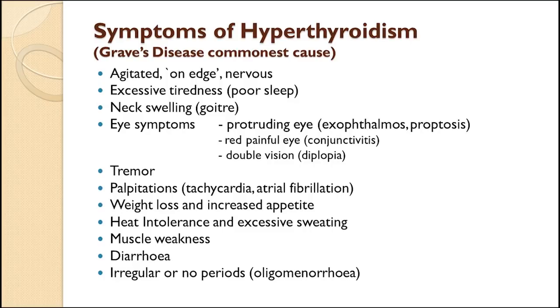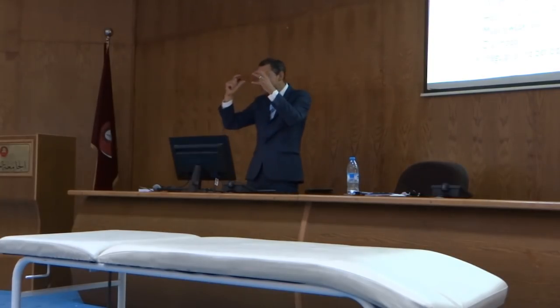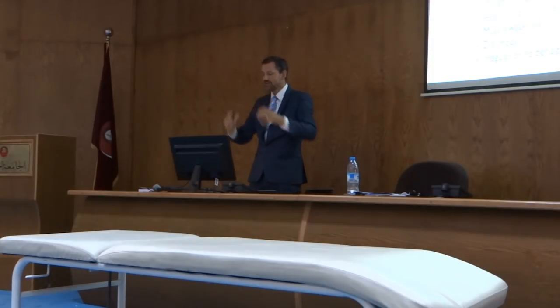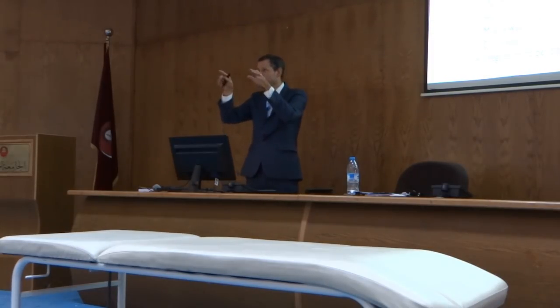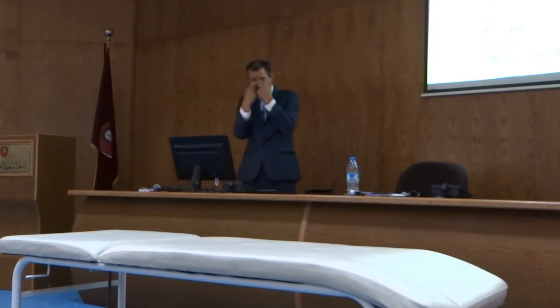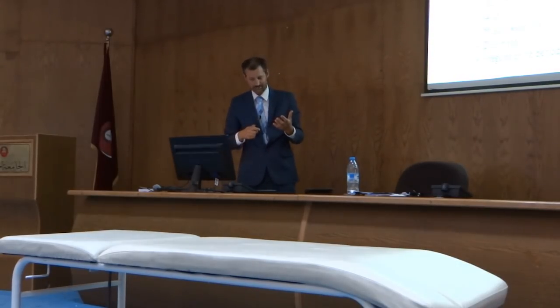They also may get a neck swelling, a goiter. They also may tell you about eye symptoms. So notice the eyes bulging out. They may notice that they have double vision, particularly looking in certain directions, or it's just there all the time because the eyeballs got so big. They may have a painful red eye, like conjunctivitis.